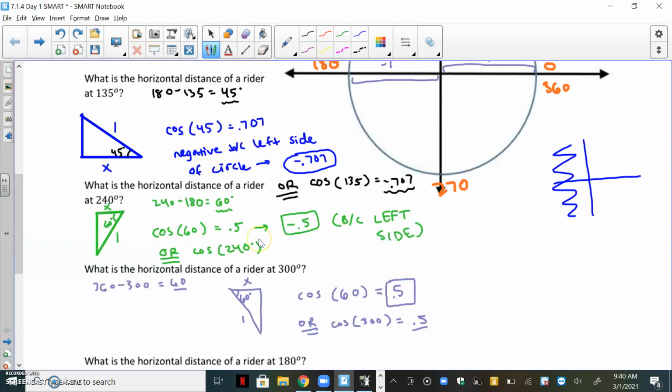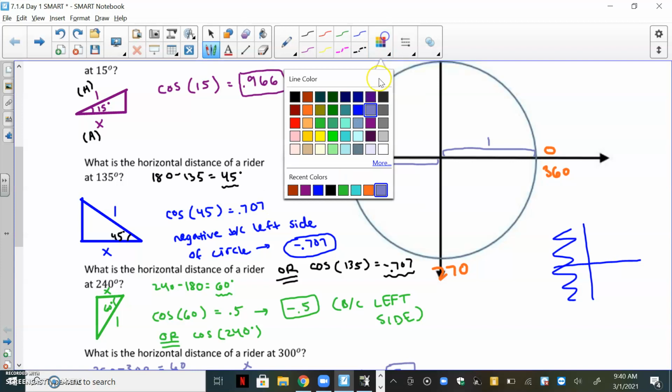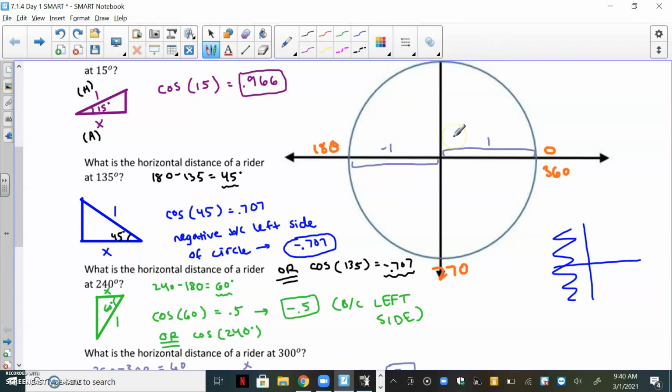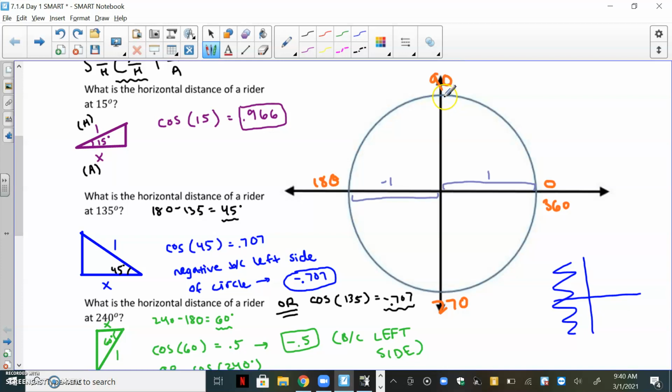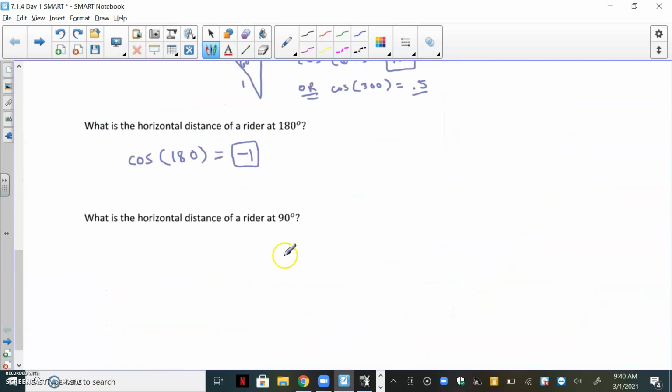Okay, at 90, on the other hand, we know that cosine is asking for horizontal distance from the middle, literally the axis itself. So at 90, we didn't even move left or right. So it literally has a cosine of 0 because it's not even anything away from the middle. It is the middle. So same for 270, right? So we know that the cosine of 90 ends up being 0 because the distance from the center is literally nothing. Okay, and that is all for today.